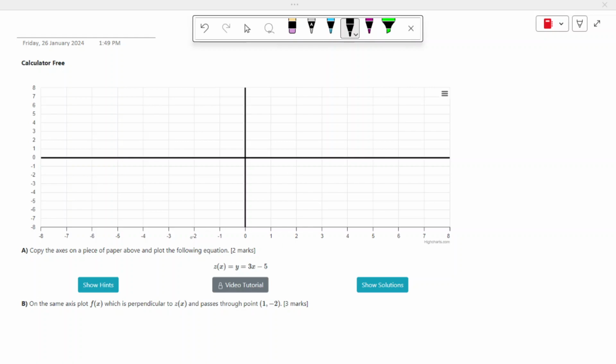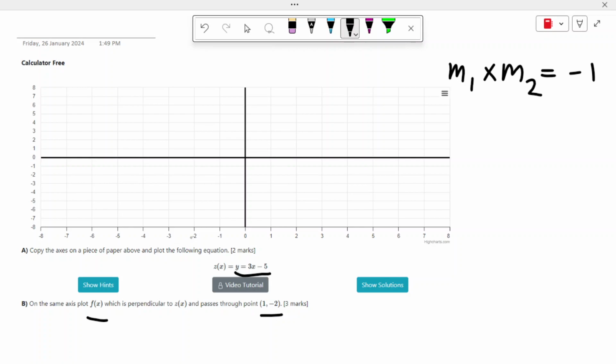We're trying to find an equation of a line, which is called f of x, and it's perpendicular to this one, and it passes through this point here. So what we're going to have to do is look at the perpendicular equation. If we have m1 times m2, so these are gradients, that is equal to minus 1.